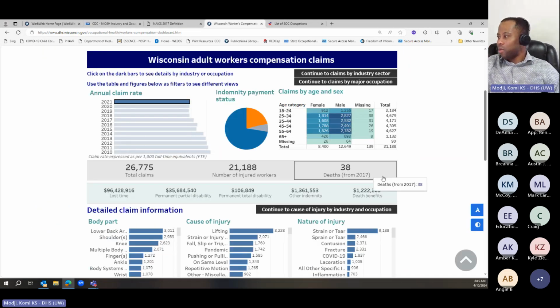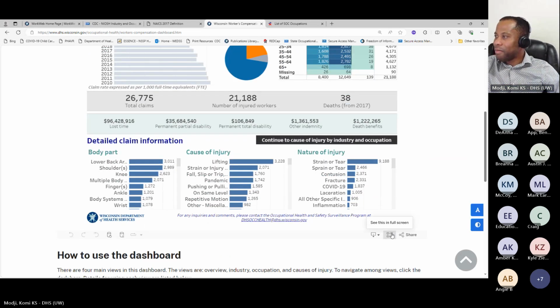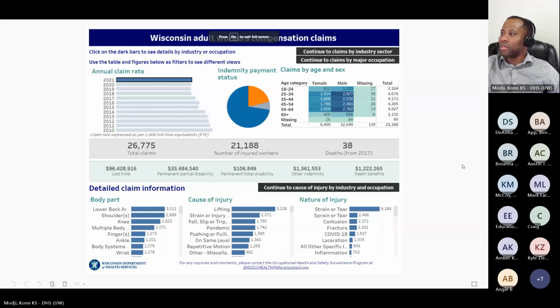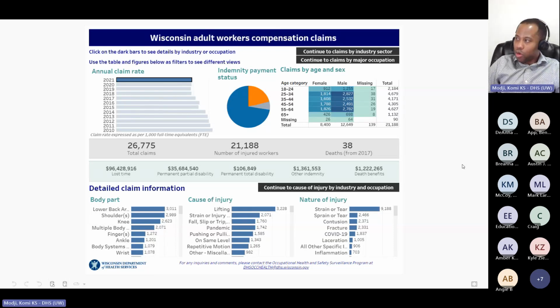Now let's talk about the dashboard. This is the Wisconsin adult workers' compensation dashboard. That means we are not showing teen workers age 12 to 17. We are not showing any other age worker injury on this dashboard. What we are showing here is from age 18 all the way up to 65 and above.